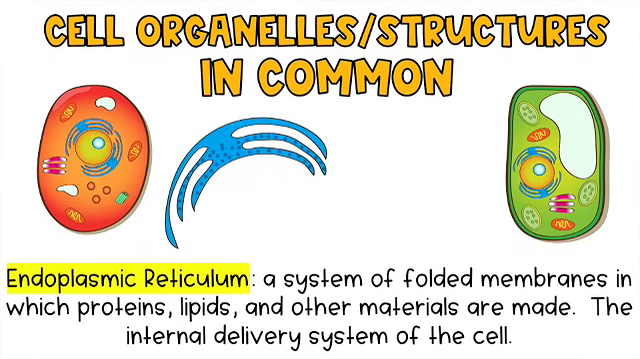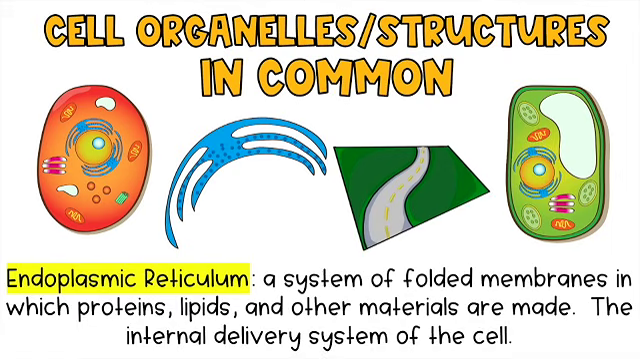The endoplasmic reticulum. If you look at both plant and animal cells, y'all can see that it is right off of the nucleus, and it is this blue organelle depicted here. We can also see tiny little ribosomes attached to it, which is really important, and we'll talk about why. The endoplasmic reticulum is a system of folded membranes in which proteins, lipids, and other materials are made. These are really important. Proteins and lipids do a lot of things for our cells and for our body. And the endoplasmic reticulum is the internal delivery system of the cell.